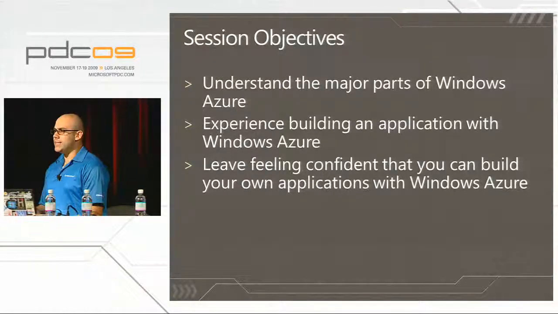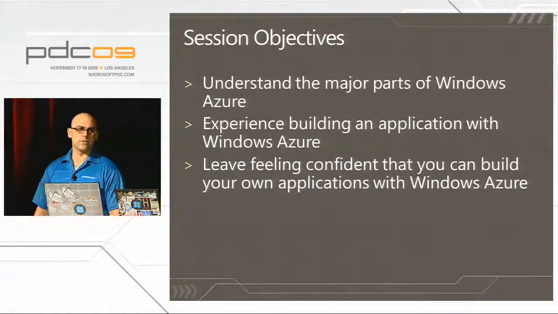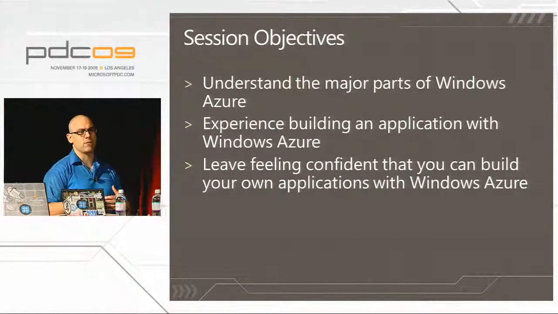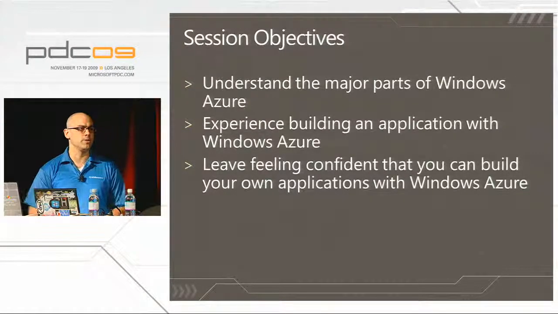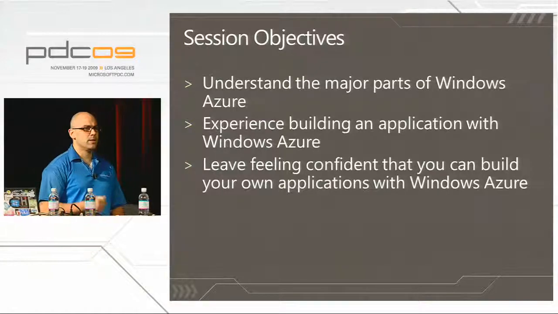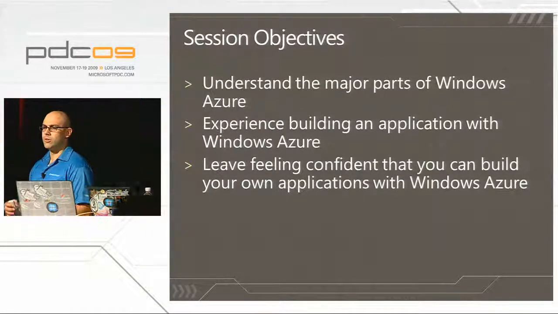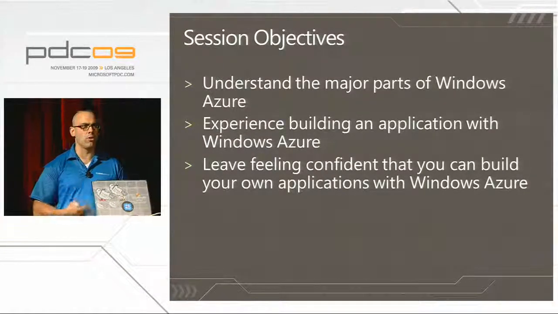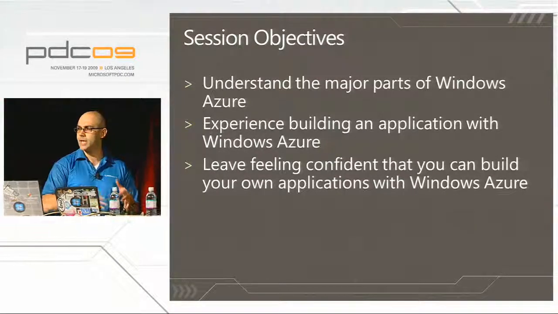So what are the three main session objectives today? Well, the first one is to understand the major parts of Windows Azure. The main part of that objective is to make sure that you feel comfortable with all the different aspects as you go about building applications for Windows Azure. The second one is that you experience building an application from scratch. So the objective in this session is that you can walk away, download all the tools, and feel confident that you can go and build an application from scratch exactly as we've done it today.